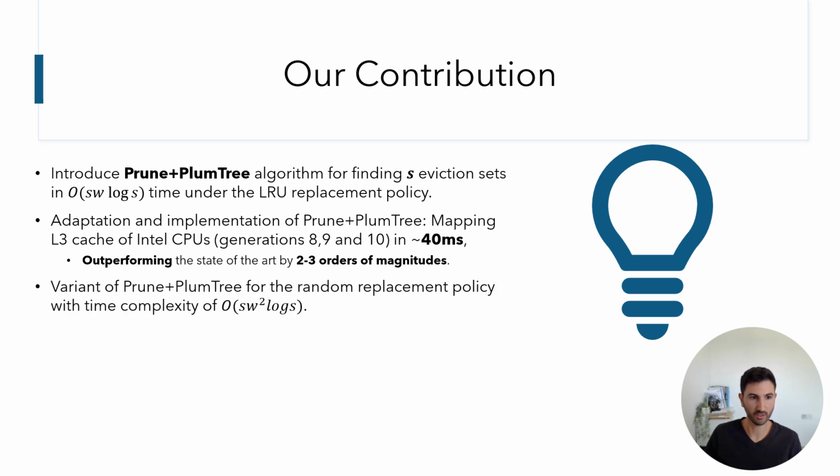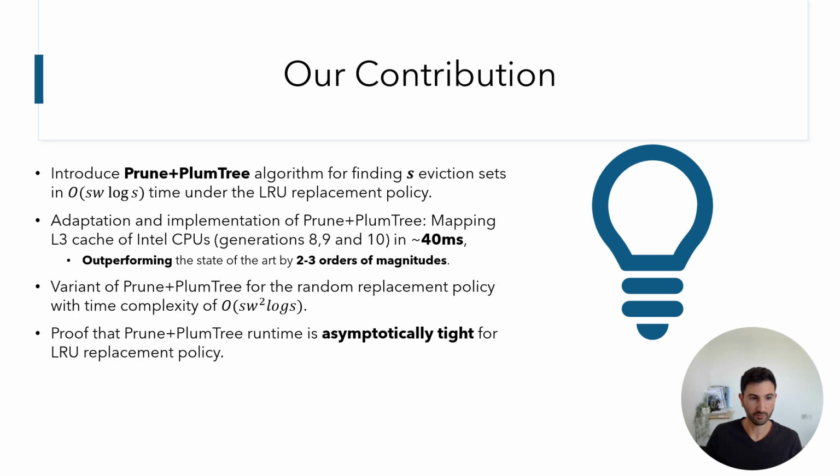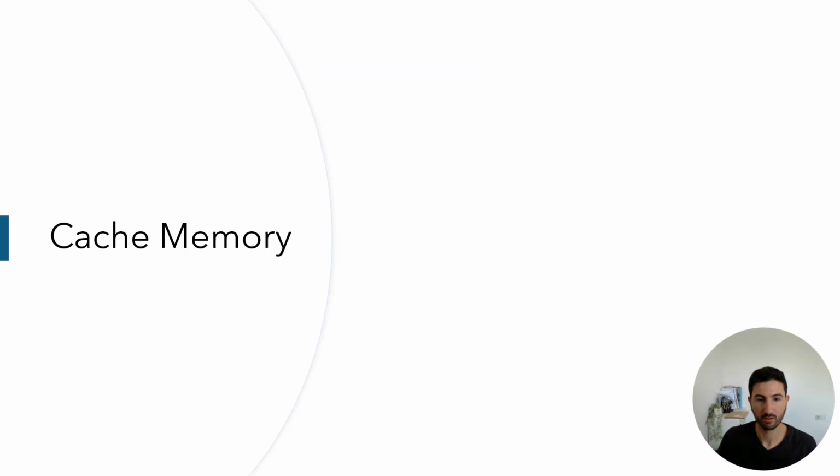The next contribution is a variant of the Prune+PlumTree algorithm for random replacement policy with time complexity of SW squared log S. The final contribution is a proof that the Prune+PlumTree algorithm runtime is asymptotically tight for least recently used replacement policy. We are all familiar with the cache memory.